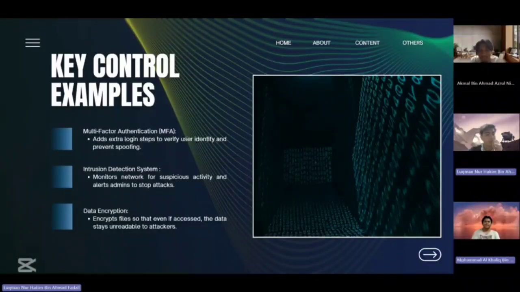We identified key threats like spoofing, data leaks, file tampering, and denial of service attacks. To control these, we use multi-factor authentication to block spoofing, an intrusion detection system or IDS to spot and stop suspicious activity, and data encryption to keep files safe even if they are accessed. These controls help protect both users and our system from major threats. Moving on.